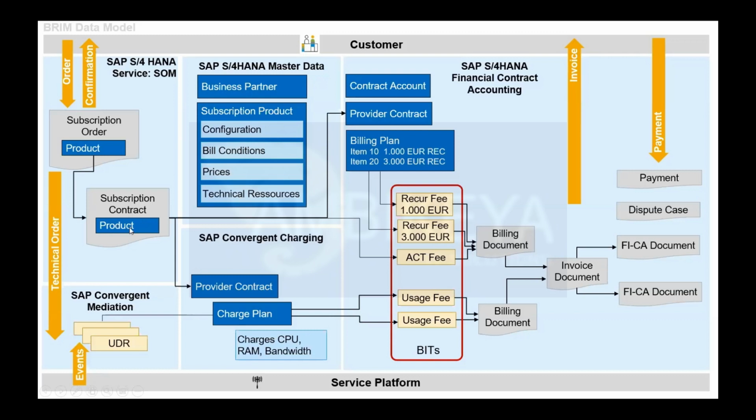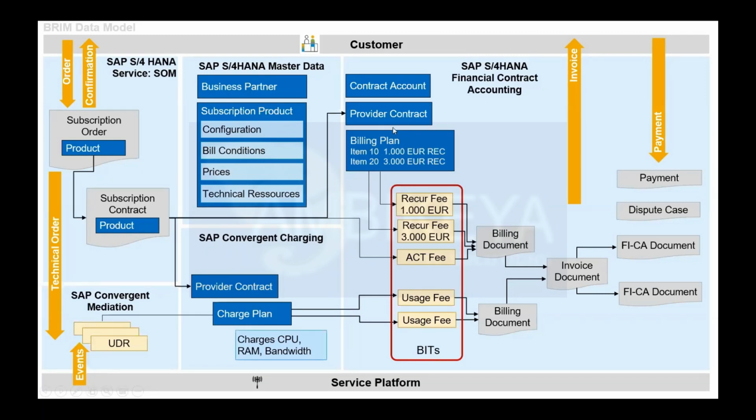This subscription contract is then distributed in the landscape to SAP Convergent Charging. It's also distributed to FICA. And then the next step is that we have usage data, and we are doing rating and charging. We have in Convergent Charging the charge plan assigned and the different charges according to the different services. So we can do the rating and charging in Convergent Charging and get in the end the usage fee as billable items.